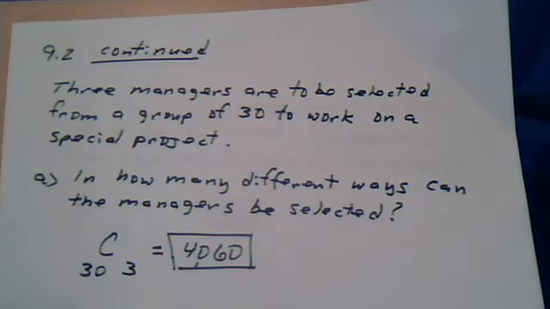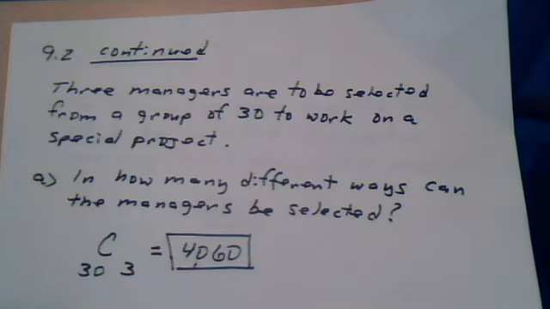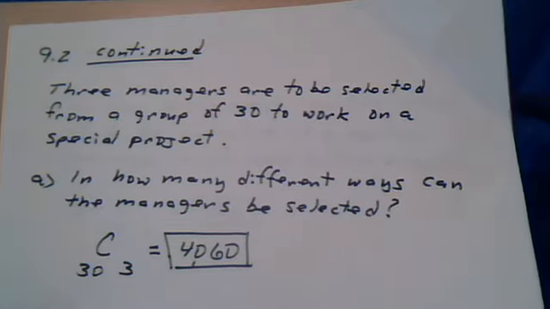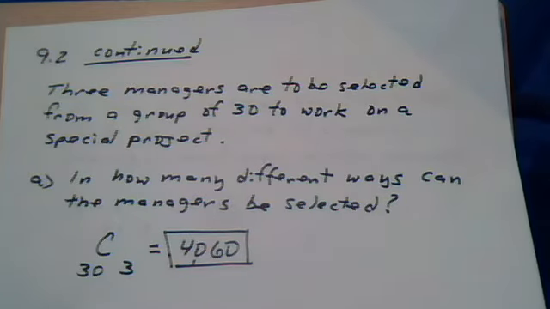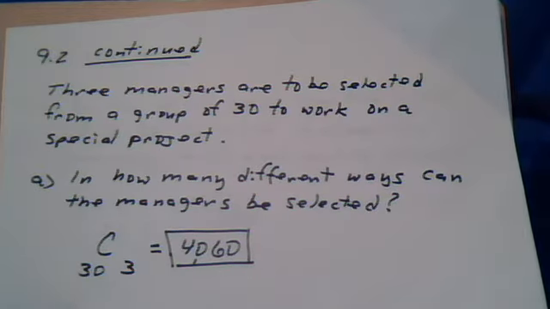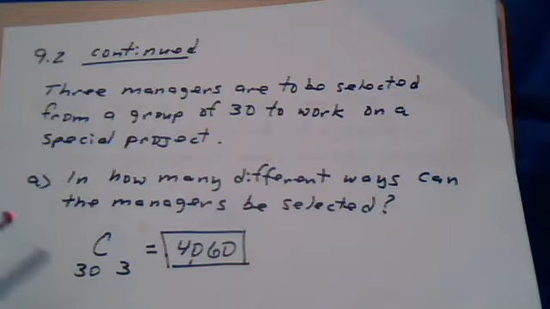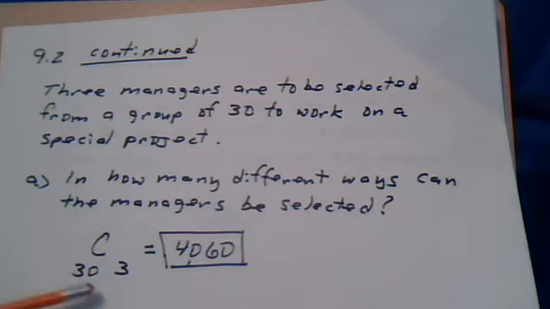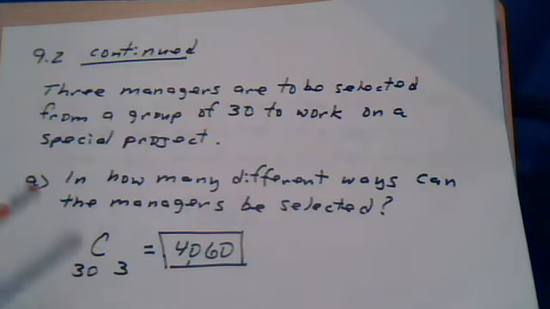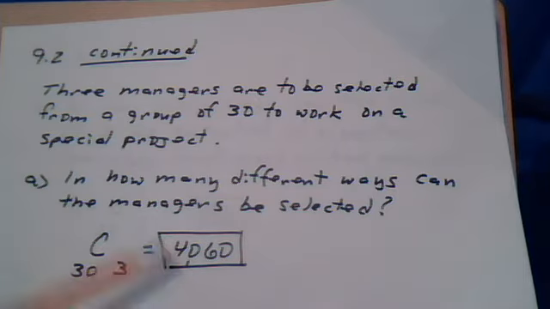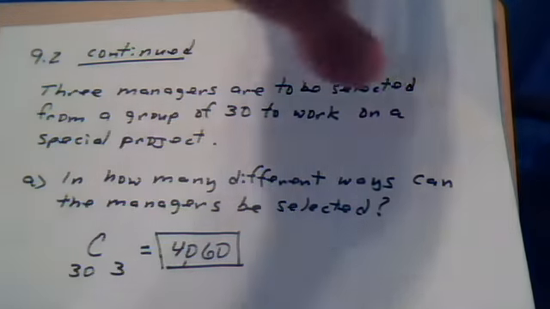3 managers are to be selected from a group of 30 to work on a special project. A, in how many different ways can the managers be selected? So, in other words, how many groups of size 3 can you come up with if there are 30 people available and you're going to form groups of 3? So that's a combination again, since you're forming groups of a certain size. So a combination of 30 items taken 3 at a time, that would be 4,060.